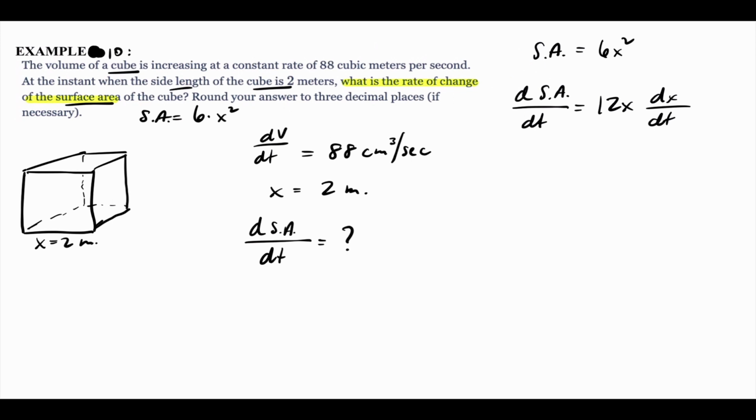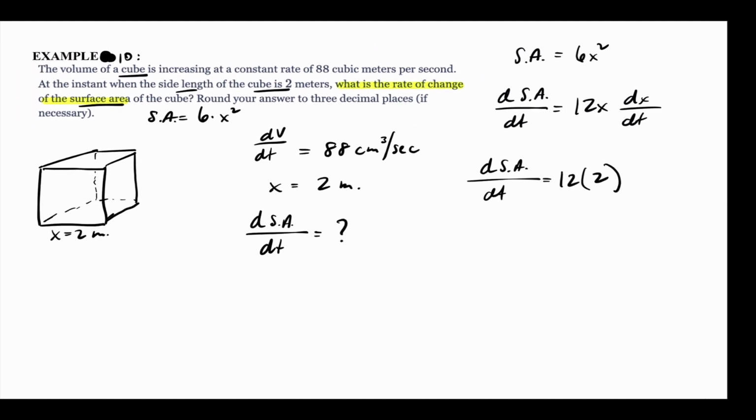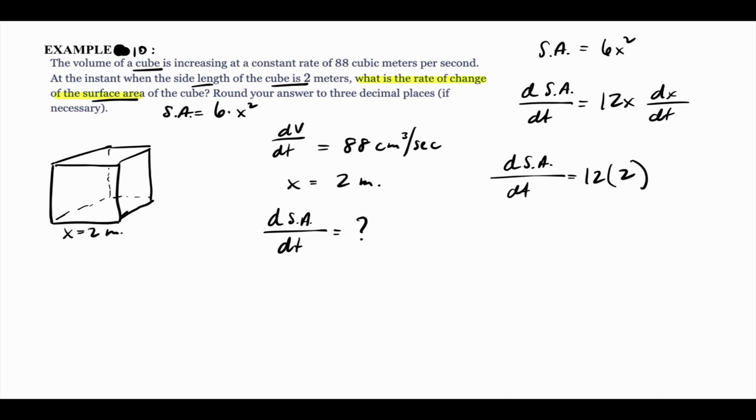Plug in what we know. We don't know dSA over dt, right? That's what we're trying to figure out. That is the reason we're doing this problem. This is the question, so it makes sense that we don't know what it is. And we have 12, x we know is 2. What is dx over dt? Do we know what dx over dt is?